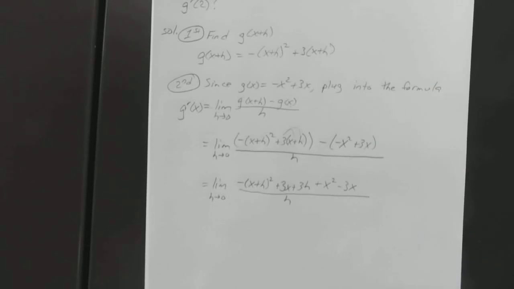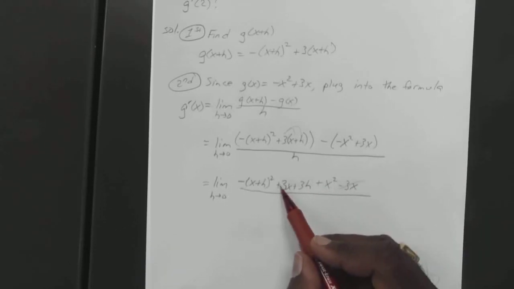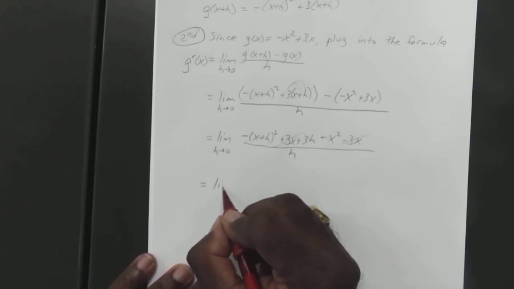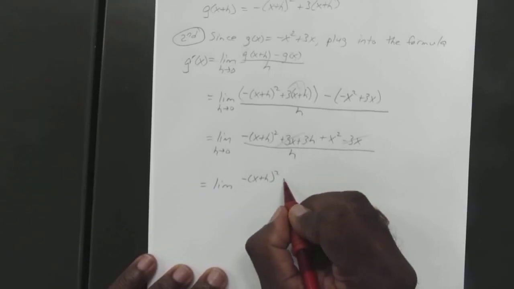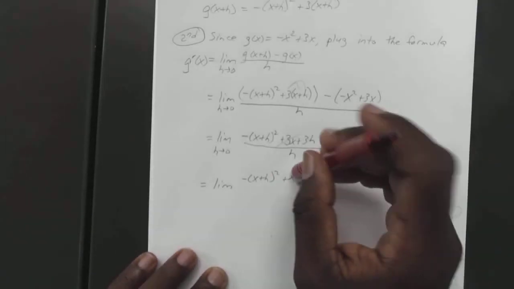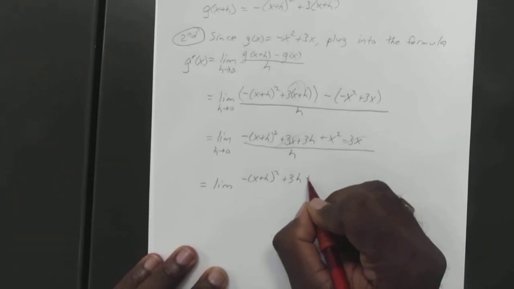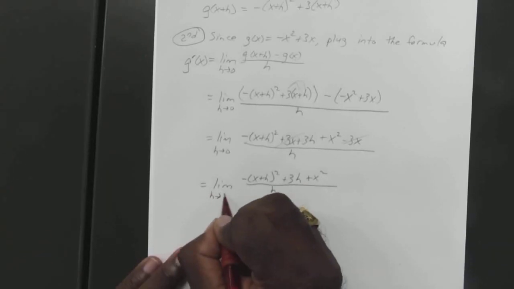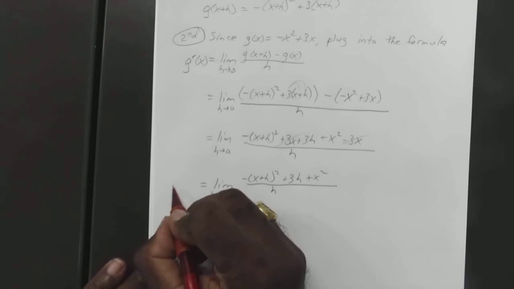Okay. So if you notice, the 3x's cancel out: minus 3x plus 3x. So we go to the limit of negative x plus h squared plus 3h plus x squared all over h as h approaches 0. Okay, so we know this is our g prime of x.